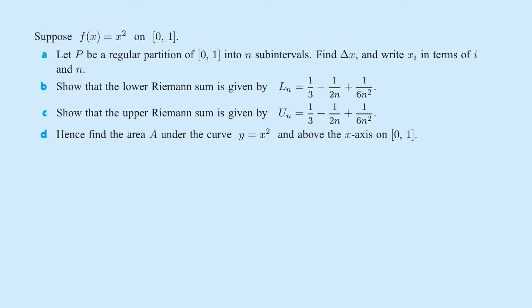Suppose f of x equals x squared on the closed interval between 0 and 1. Let P be a regular partition of the closed interval from 0 to 1 into n subintervals. We need to first find delta x and write xi in terms of i and n.